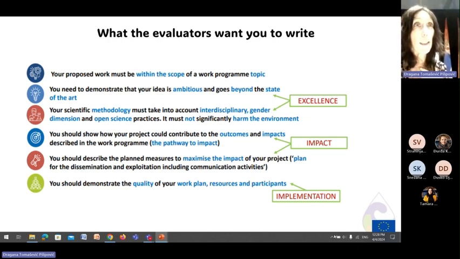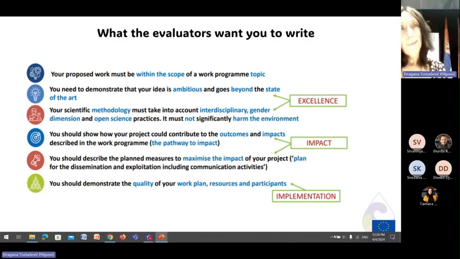You have to demonstrate that your idea is ambitious and goes beyond the state of the art. As I said, nobody is going to give you money if you don't give something that is innovative, original, and nobody else has done before. And this is under the excellence part. The second element of the excellence part is your methodology, and you have to take into account interdisciplinarity, gender dimension, open science, and not significantly harming the environment.